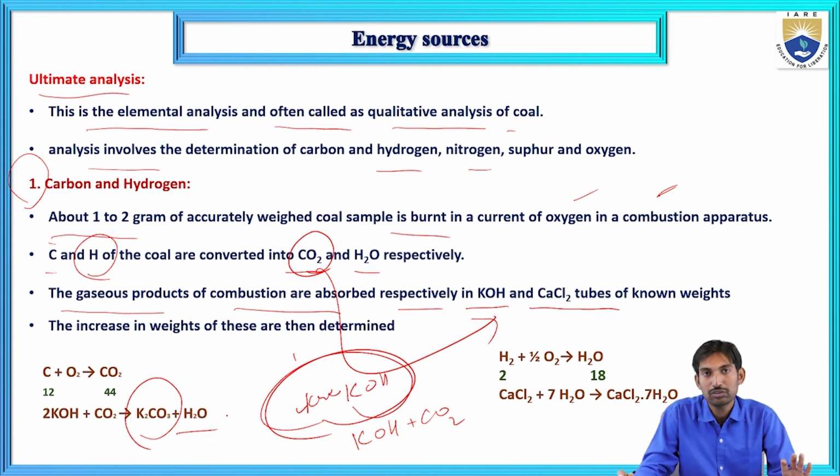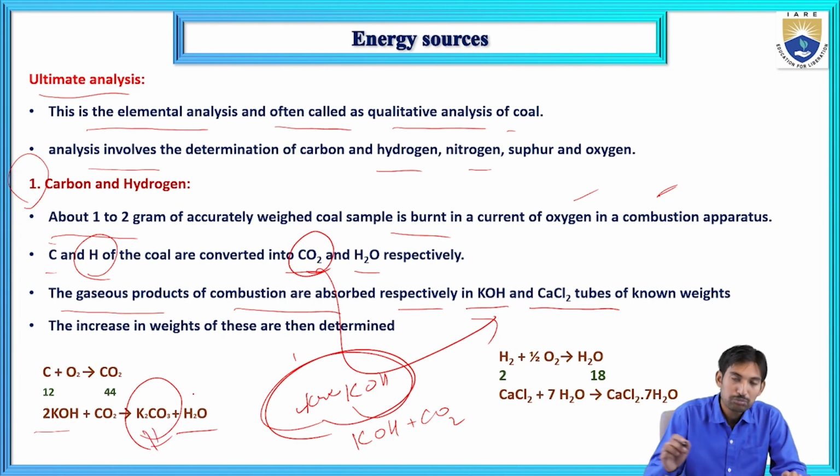In the first step, we burn the coal in presence of oxygen. That reaction is the combustion reaction. Carbon reacts with oxygen and forms carbon dioxide. The evolved carbon dioxide gas we send into the known weight KOH tube. We weigh the tube before sending the carbon dioxide gas into it. Then the KOH reacts with carbon dioxide and produces K2CO3, potassium carbonate, and water molecules.